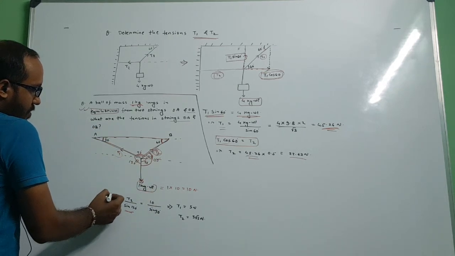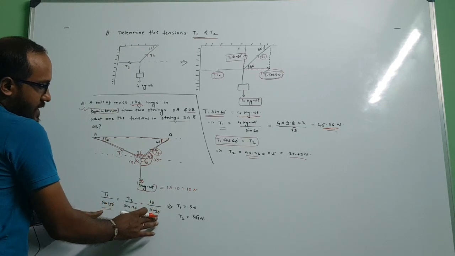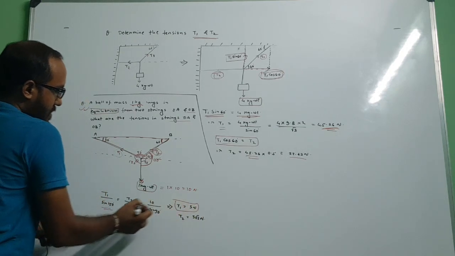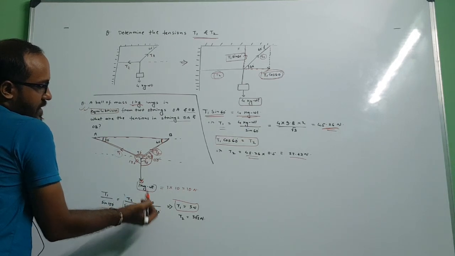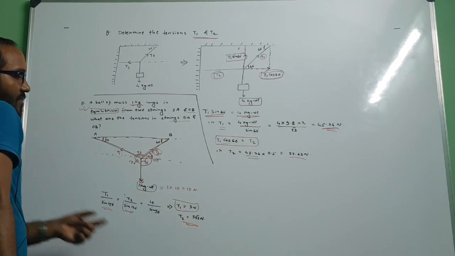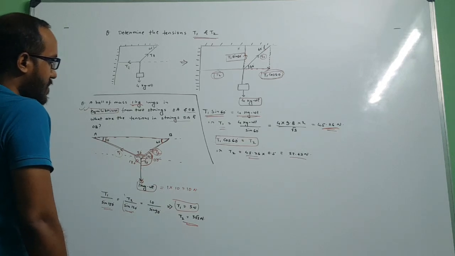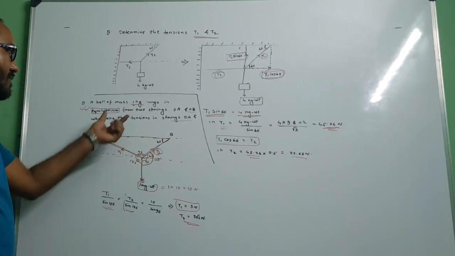So equate T1 by sin 150 to 10 by sin 90, you will get 5 Newton, and then equate T2 by sin 120 equals 10 by sin 90, you will get 5 root 3 Newton. So this is the simplest application of Lami's theorem.